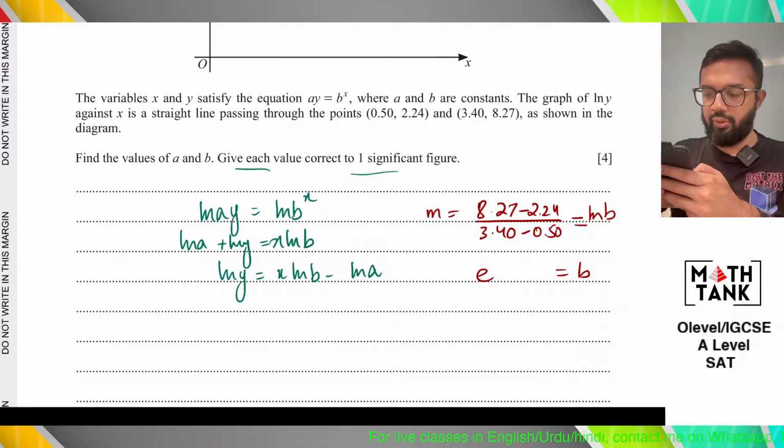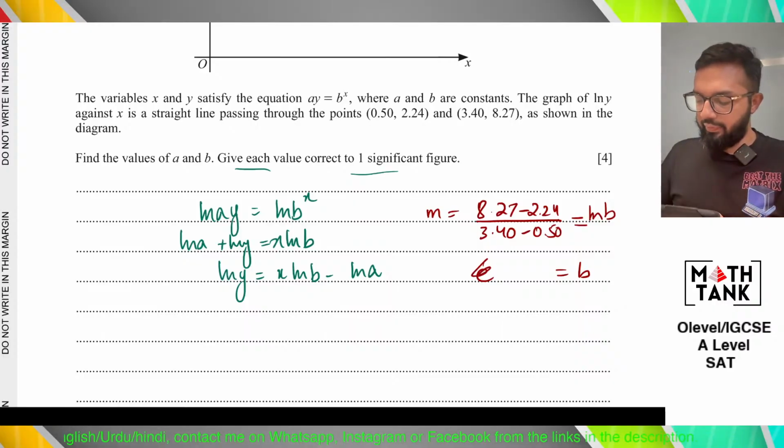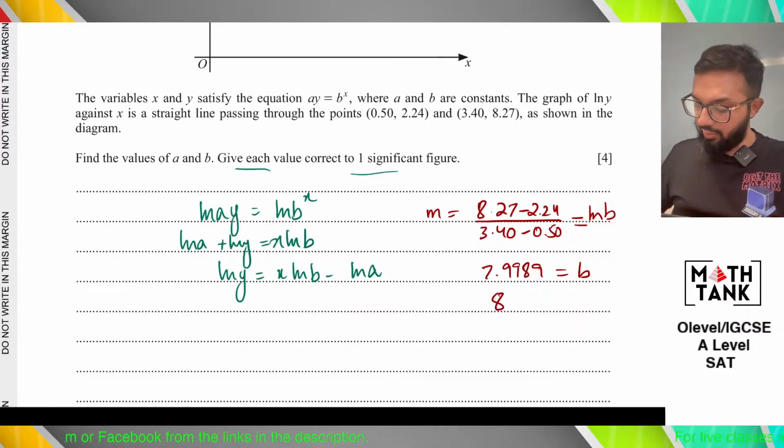2.079, and then I'm going to take e to the power of that, giving me 7.9989. Correct to one significant figure, giving each value, that's 8.0, I think. Yeah, 8.0.